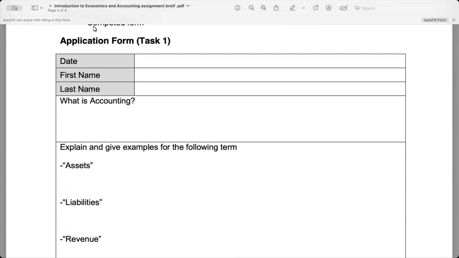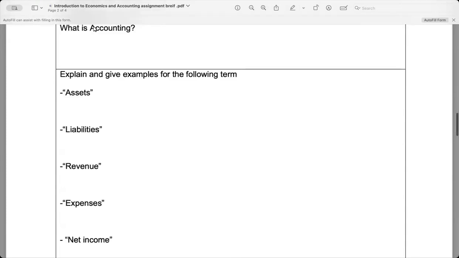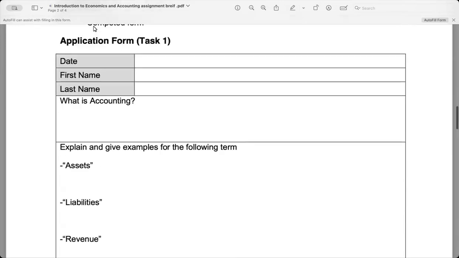Task 1. This section is designed to test your knowledge and understanding of fundamental accounting and economic concepts. Each question requires a clear and structured answer with relevant explanation. Here is a step-by-step guide to completing task 1. Explain and give an example of the following. What is accounting? Start by providing a clear definition of accounting, focus on how accounting is used by businesses to record financial transactions, manage finances, and support decision making.